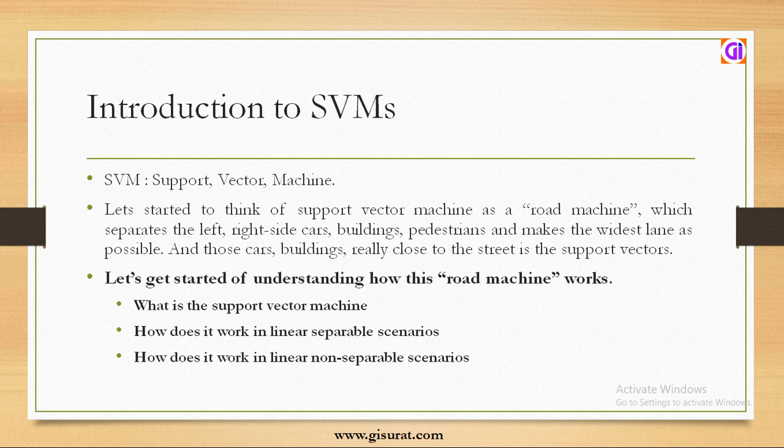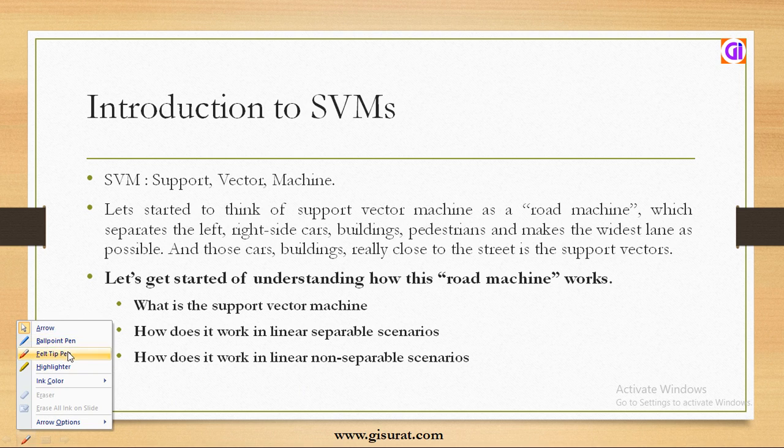So what is SVM? Normally if we divide it into three parts: support, then vector, then machine. So we want to draw a vector machine which supports something. Otherwise, we want to draw vectors to support something. So let's start by thinking of a support vector machine as a road machine.